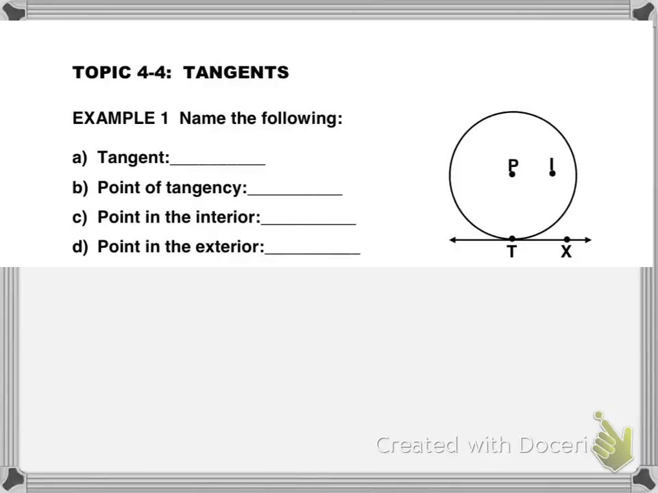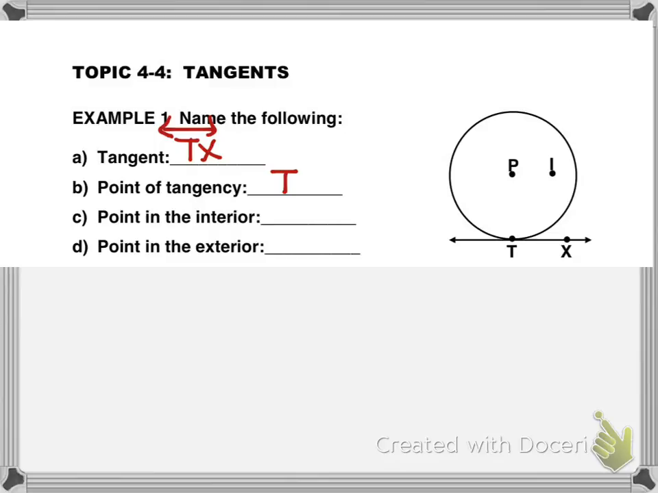In this lesson, you will learn about tangents and some of their properties and solve problems using the properties. A tangent is a line, a segment, or a ray that touches a circle in exactly one point. In example 1, the tangent is line TX. The point where the tangent touches the circle is called the point of tangency. And in this example, the point of tangency is point T.